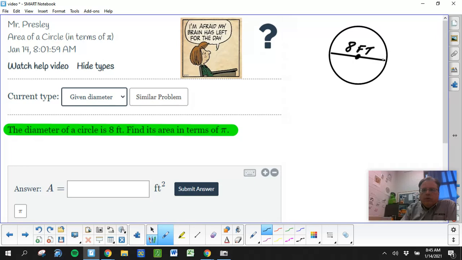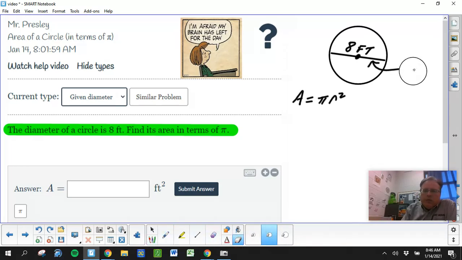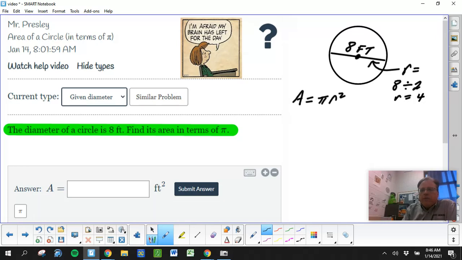So I'm still going to use pi r squared, but there's a problem. I don't have an r. So my radius would be half. And so r would be 1/2 of 8, which, you know what, most people say 1/2, but most of the time what they're really doing is dividing by 2. 8 divided by 2 is 4. So our radius is 4.